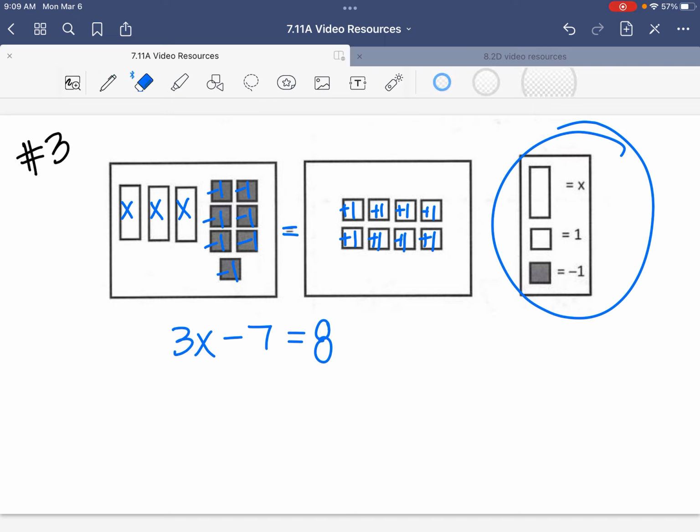And so I know that my goal when solving an equation is to isolate the variable, which means to get the variable all by itself. So I have 3 x's, but really I only want to find out what one of them is. And right now I have 7 negatives on the same side as the variables. So I want to do the inverse operation of that, or I want to create 0 pairs. So right now, these are all negative. So the inverse of that would be to add 7 positives.